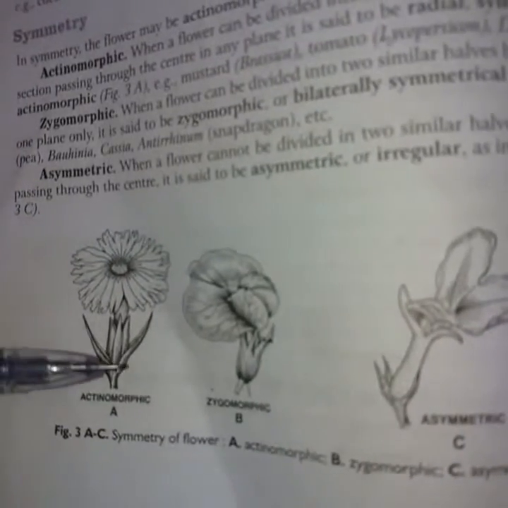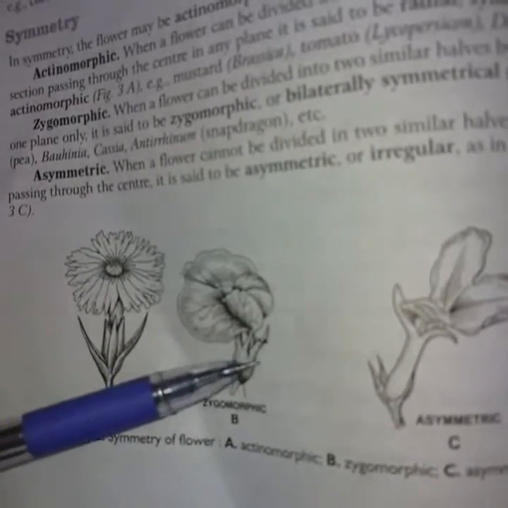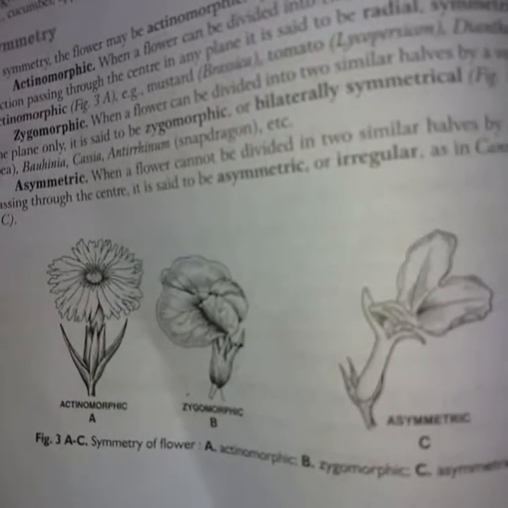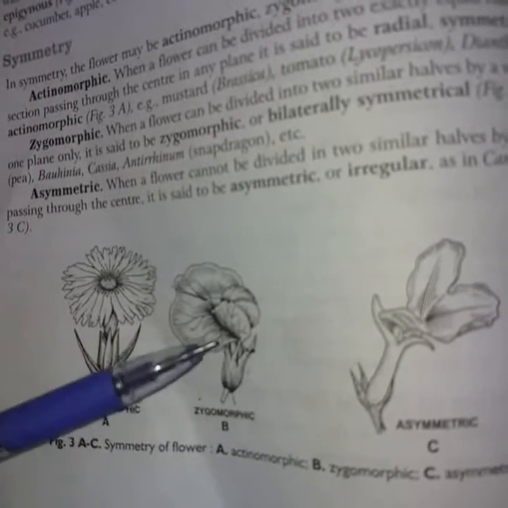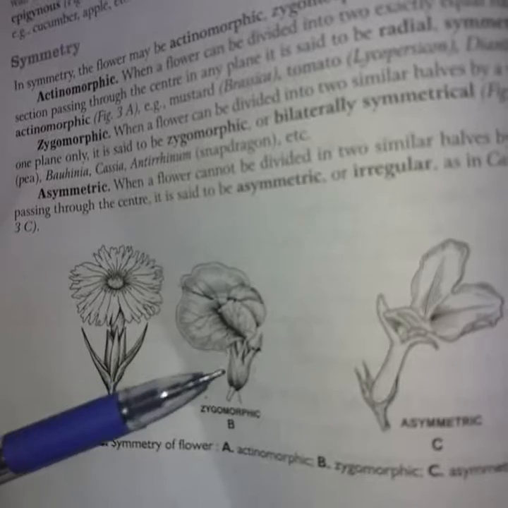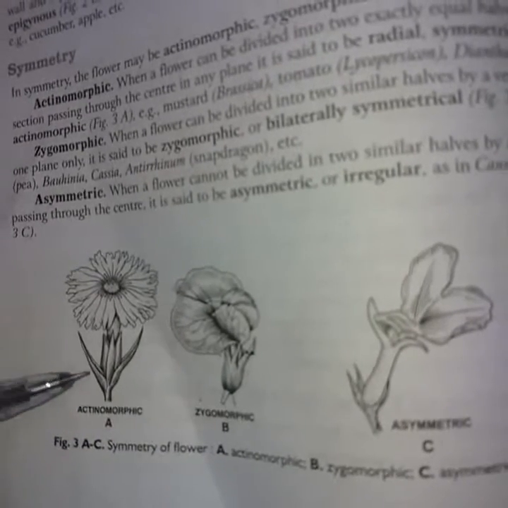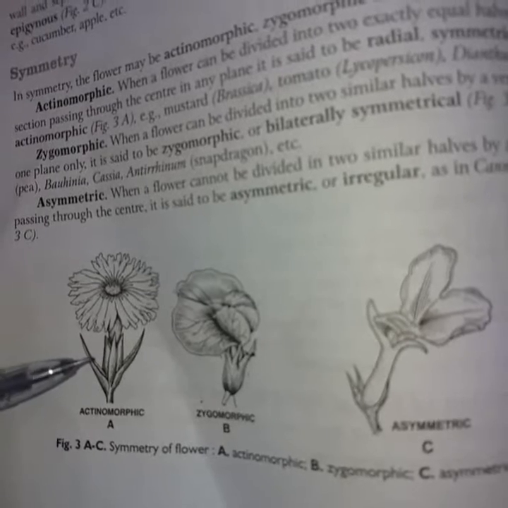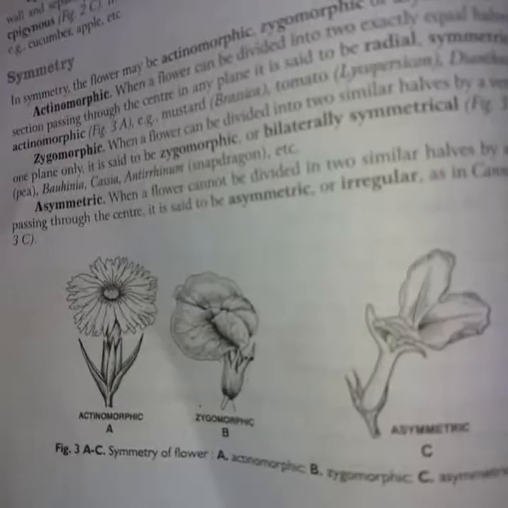In this structure all sepals are free, and in this structure all sepals are fused. So define it: this is polysepalous, and this is gamosepalous. All sepals are fused with each other here, and here they are free.